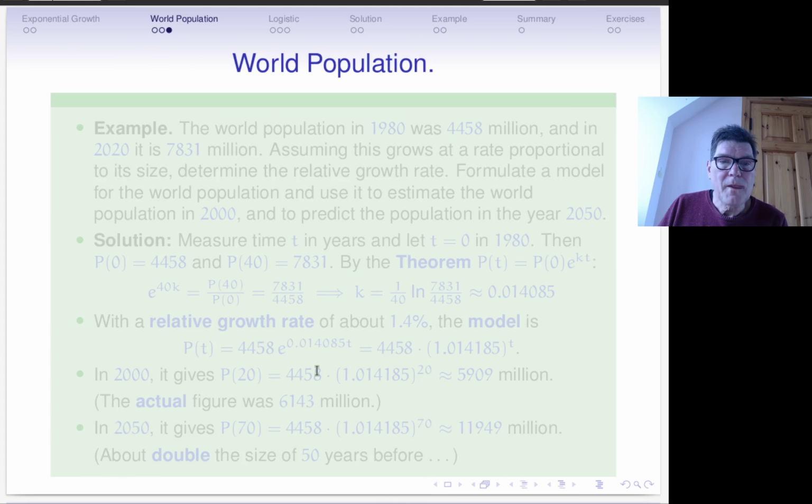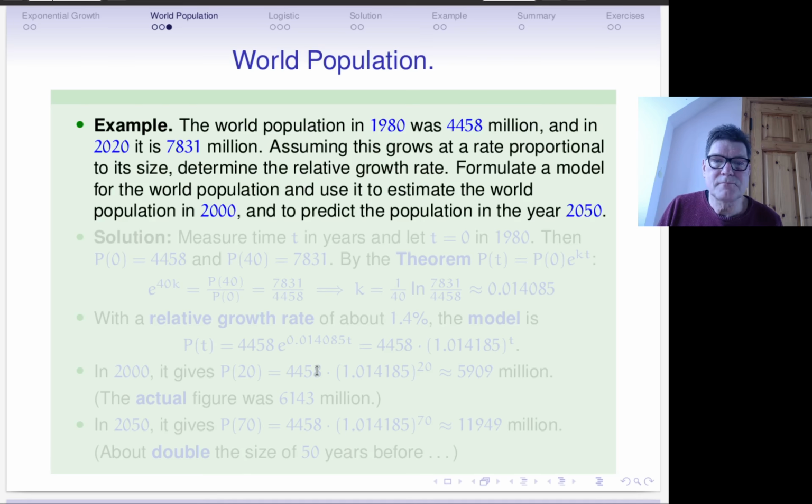Anyway, let's look at this a bit more precisely. Let's use our differential equations and fit it to concrete data points. You can look this up. In 1980, the world population was 4.458 billion, and in 2020 it's 7.831 billion.